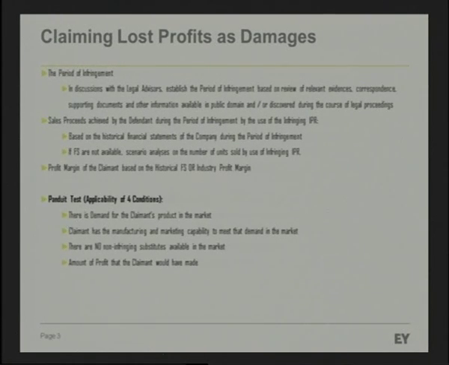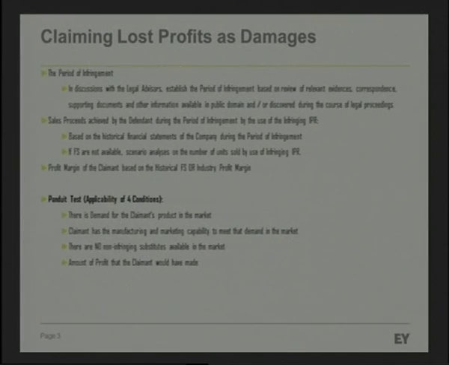And the final step is the profit margin of the claimant. Once you arrive at this quantum of sales of the respondent company, what you are claiming really is not the loss of revenue. You're claiming the loss of profits that you made on the sales which the respondent made using your technology or your patent or brand. So the claimant's profit margin, which may be healthier or significantly higher than the respondent's profit margin, is applied on the quantum of sales made by the respondent, and this becomes one of the heads of damages, which is lost profits as damages.